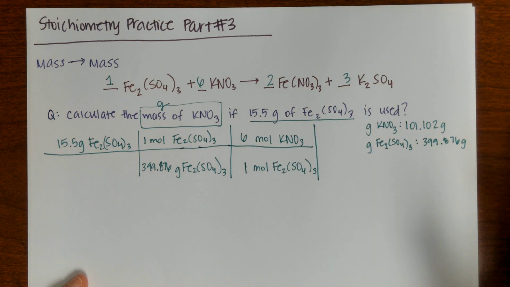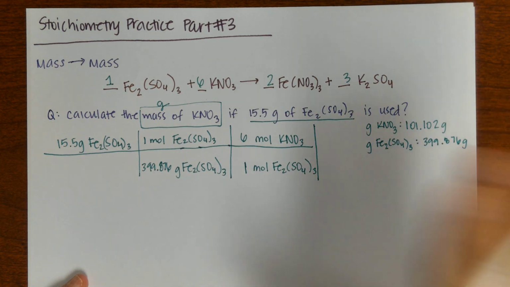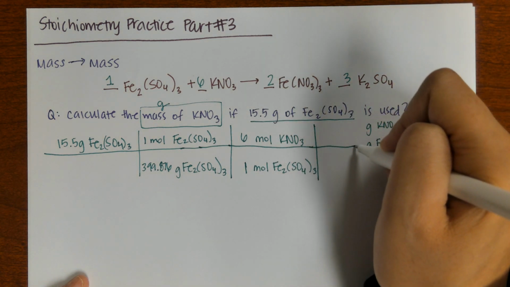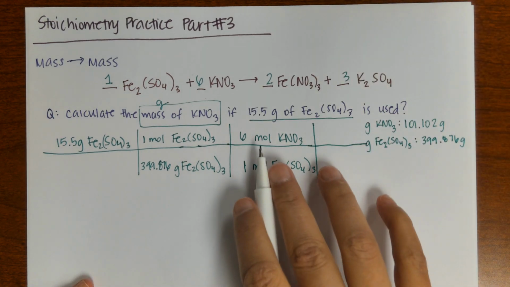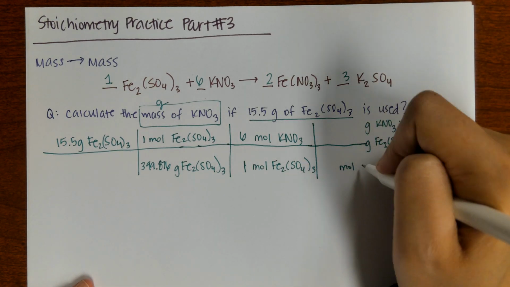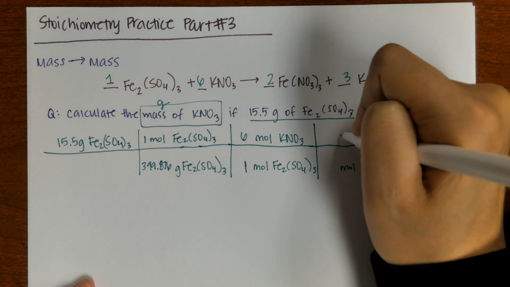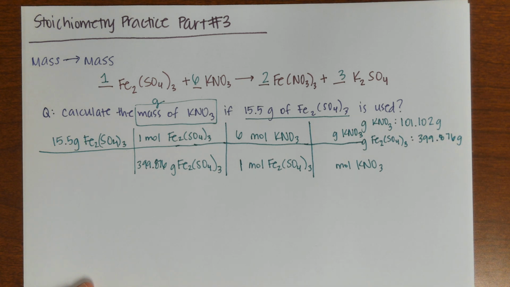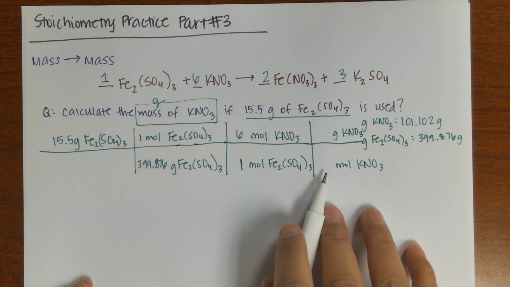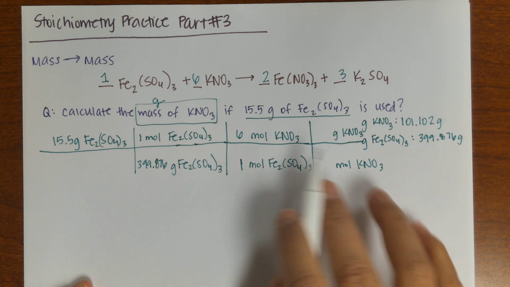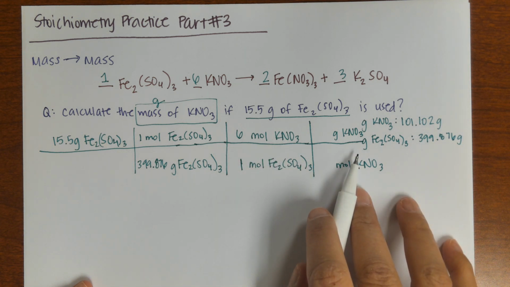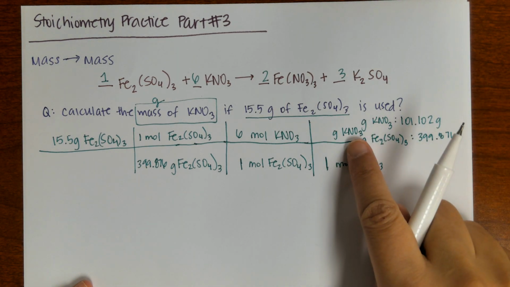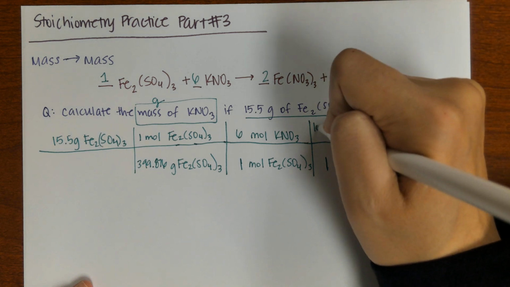Since I want grams of KNO3, I'm going to do one extra step. In part 2 of the stoichiometry practice, we stopped here, but now with mass, we have to go one extra step. So mole of KNO3, pull that down, and I want grams of KNO3. This is a tempting mistake where you pull the 6 down. Never, ever carry the number down; always carry down just the units. Again, grams of anything, the opposite side is always 1 mole. And the grams of KNO3, we already found, so 101.102.